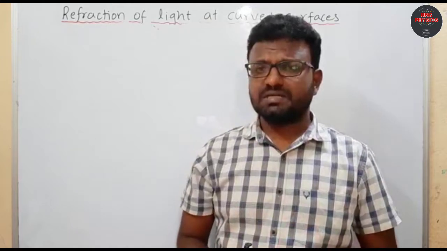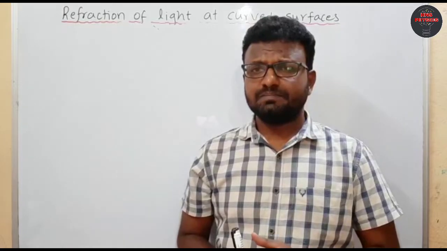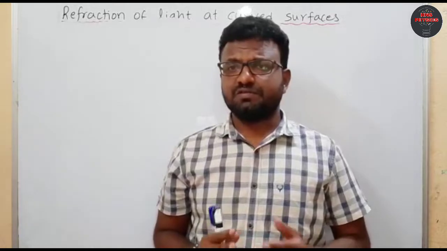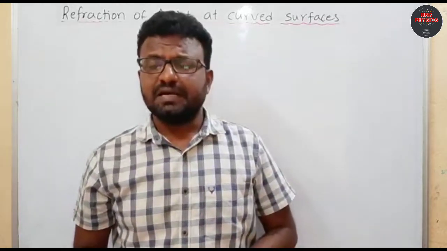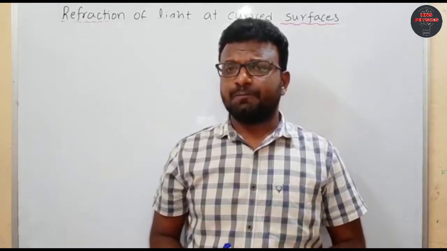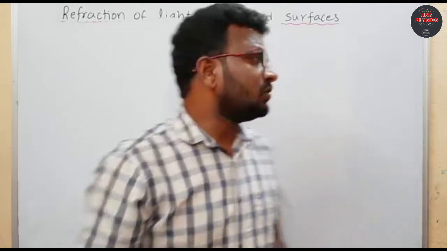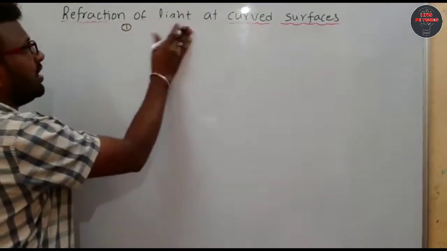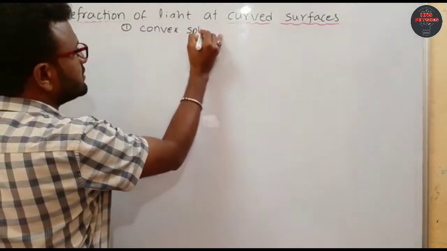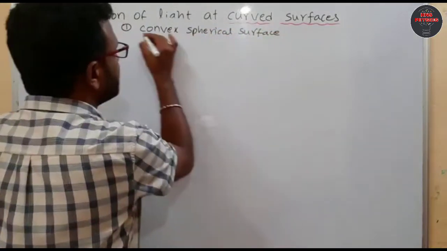Now we have to discuss the same rules of diagrams related to spherical surfaces. Here there are two types of spherical surfaces. The first one is the convex spherical surface and the second one is the concave spherical surface. First we have to see the rules of diagrams related to the convex spherical surface. So let's start here. First one is the convex spherical surface.